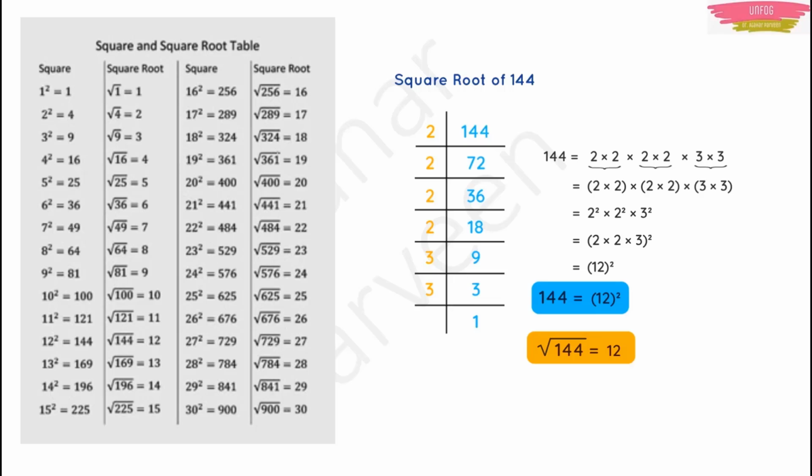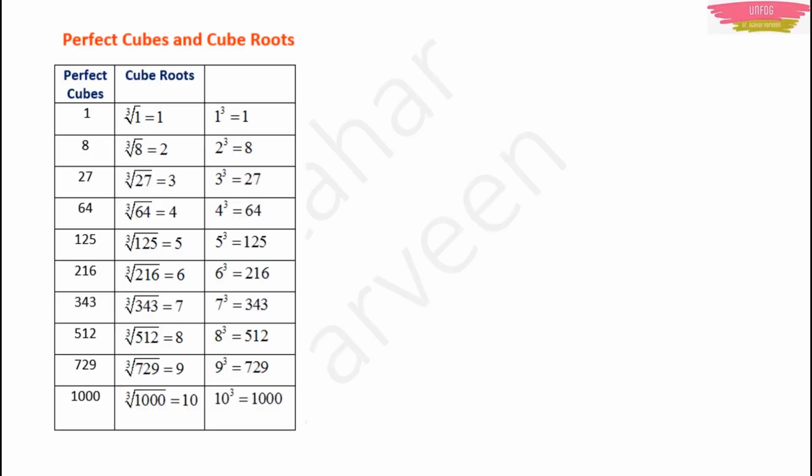Then again you multiply those numbers and you see how many times the numbers are coming. If the numbers are coming in pairs, then you write it as 2 square, okay? See here, you are getting 2 4 times, right? So you write 2 square into 2 square, and you are getting 3 2 times, so 3 square. So 12 square will give you 144. So the square root of 144 will be 12. Same thing you can do with perfect cubes and cube roots also. Learn the perfect cubes and cube roots by heart, and then it will be easy for you to solve the numericals. Wherever you are getting square roots or cube roots, you can easily solve them.